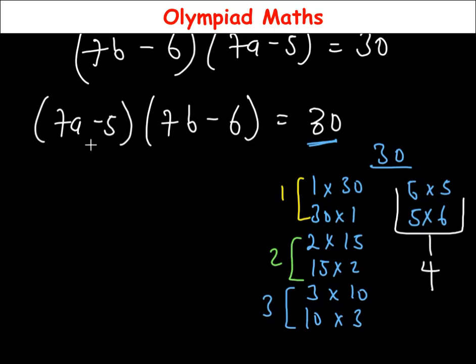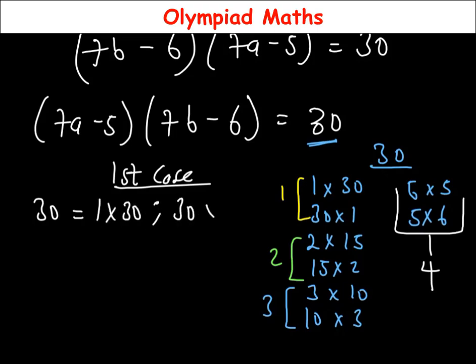Now, in place of 30, we can write it as 1 times 30 and 30 times 1. So for the first case, 30 is equal to 1 times 30 and 30 times 1.